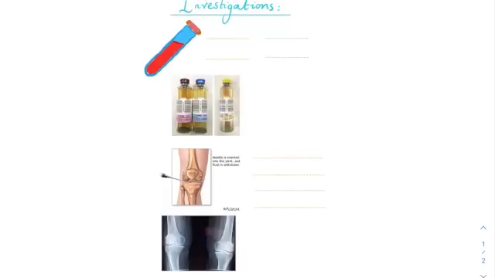When thinking about investigations for septic arthritis or any other condition, we can split it up into bedside investigations, bloods, specialized investigations, and any forms of imaging. In terms of bedside investigations, it would be important to carry out a urine dipstick test in this patient, and we can also do a full set of observations to determine whether this patient is septic or not. The next thing that we'd want to do is take some bloods. So routine bloods would include a full blood count and a CRP.